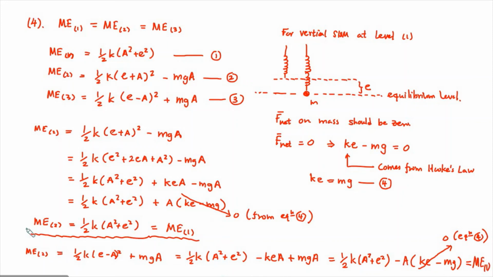And this is again equal to mechanical energy at level 1 as a result. So you can see mechanical energy at level 1 is the same as mechanical energy at level 2, and that is the same as mechanical energy at level 3. So this should be mechanical energy at level 3, not level 2. So then this is satisfied. So that's how you show the final part of this problem, and this completes solving this problem.